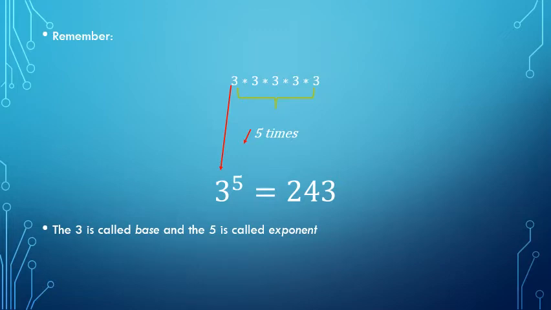So 3 to the power 5 equals 243, because if you multiply 3 times 3, it is 9. If you multiply times 3 again, it will be 27. And if you do it again, it will be 81. And one more time, it's going to be 243.